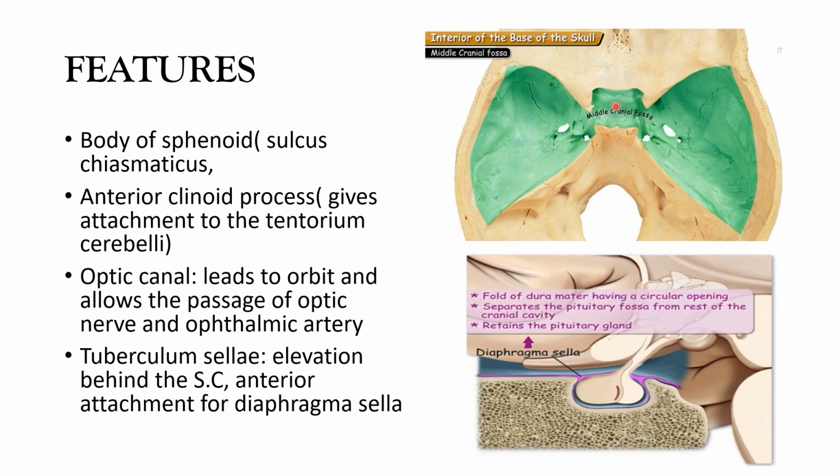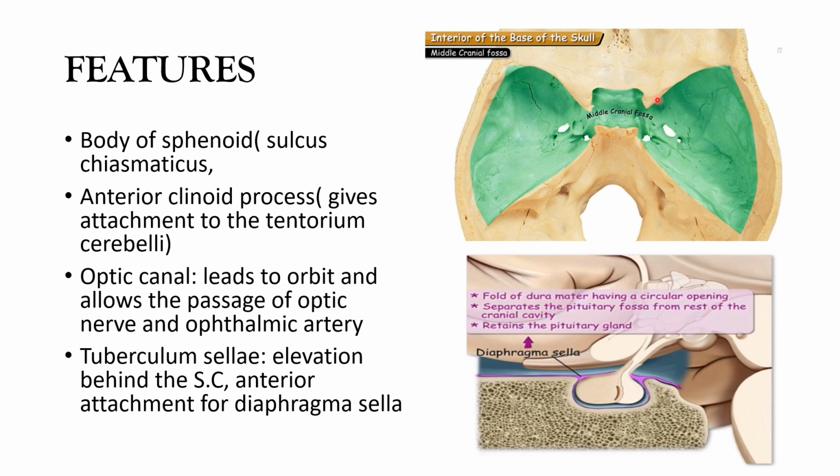Now we said that there's a sulcus here called the sulcus chiasmaticus, and this is the anterior clinoid process. This is the anterior clinoid process, which gives attachment to the tentorium cerebelli. The tentorium cerebelli is simply a fold of dura which separates the cerebellum from the cerebrum.